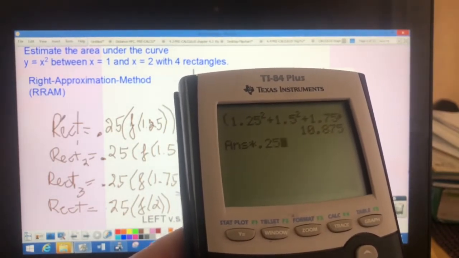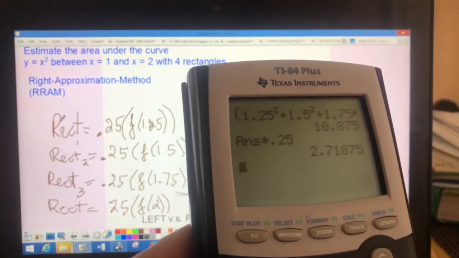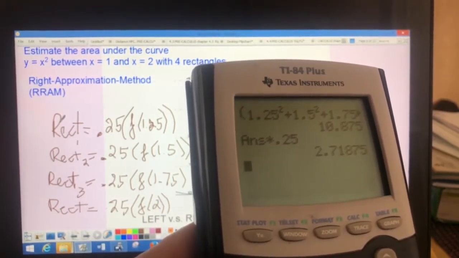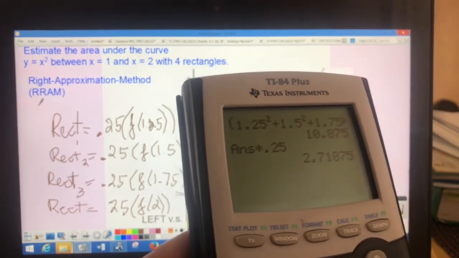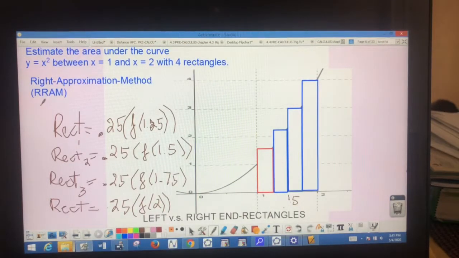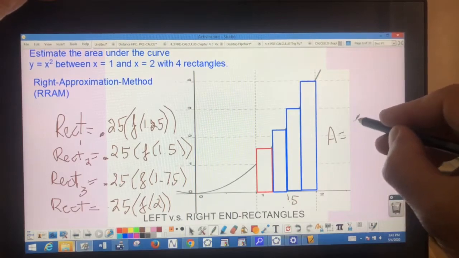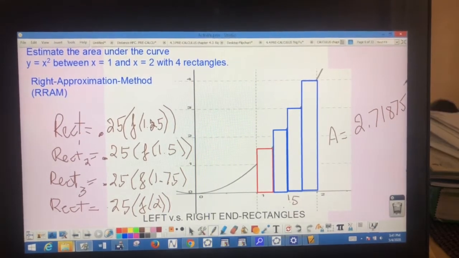Okay. You can do it one by one. So that's the area between 1 to 2 under the curve of y equals x squared. From 1 to 2, I have 4 rectangles calculated based on the right end of my rectangle. Okay, so just write that number down and you're in. That's it. Okay, so the area here would be 2.71875. All right. I'll see you in the next video.